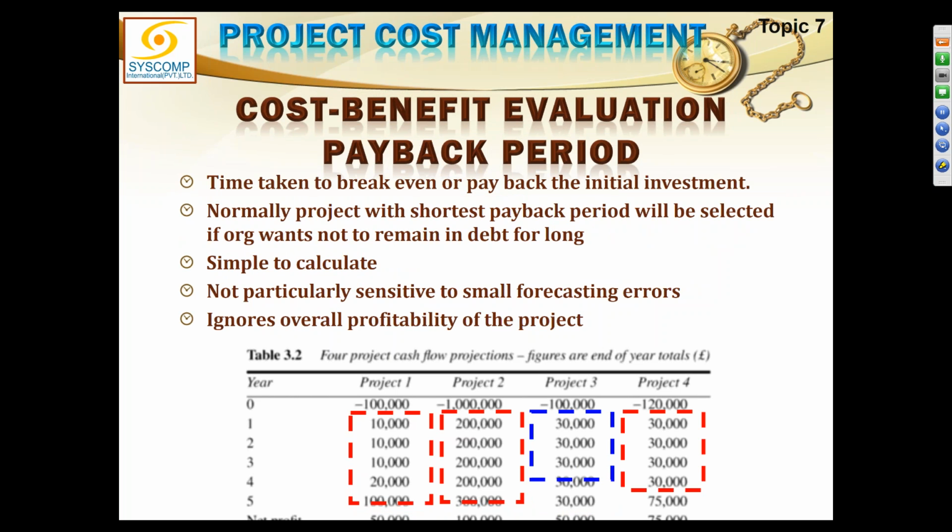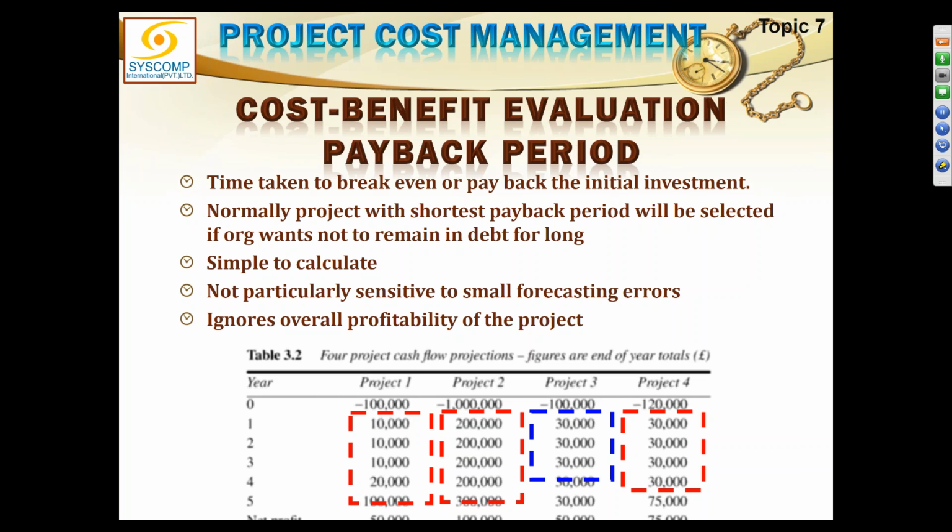Let's look at the payback period. When does a project pay me back my investment? I invested $100,000 in project 1. I recovered 10,000 in 1 year, another 10,000 in the second year, another 10,000 in the third year. By the end of the third year, I am still short of 70,000. In the fourth year, I recovered another 20,000. I am still short of 50,000. Only in the fifth year will my investment be fully recovered. So this is 4 years plus.